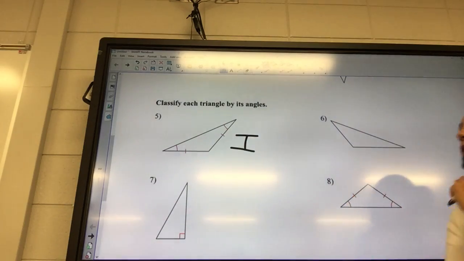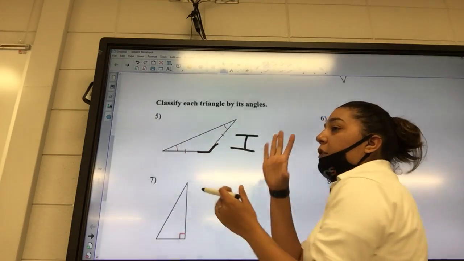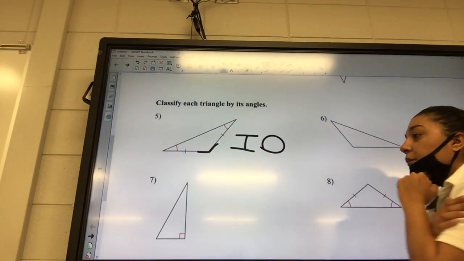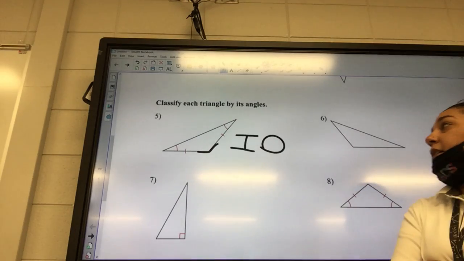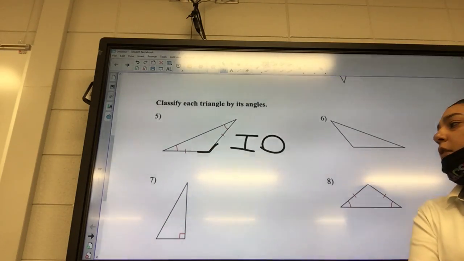Is it an obtuse, acute, or right? It's definitely obtuse. We always look at the biggest angle, and this is the biggest angle, so that's greater than 90 degrees. Number 7. Is it an isosceles, scalene, or right? No, equilateral.